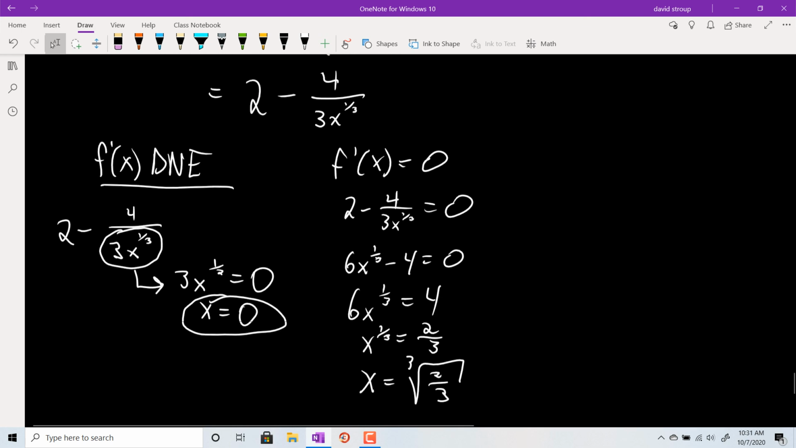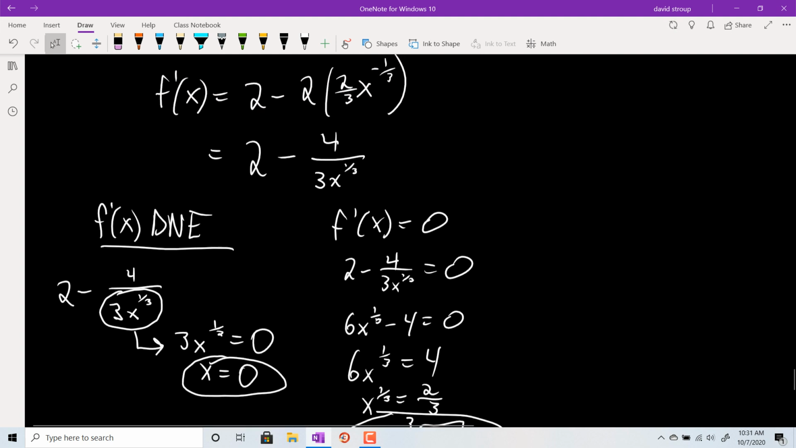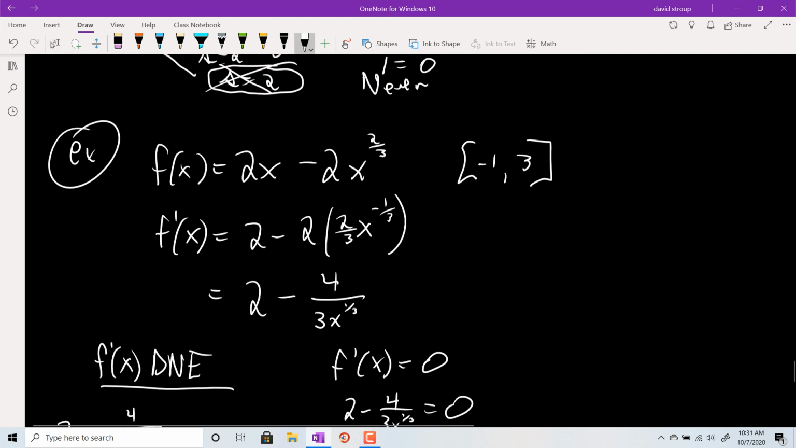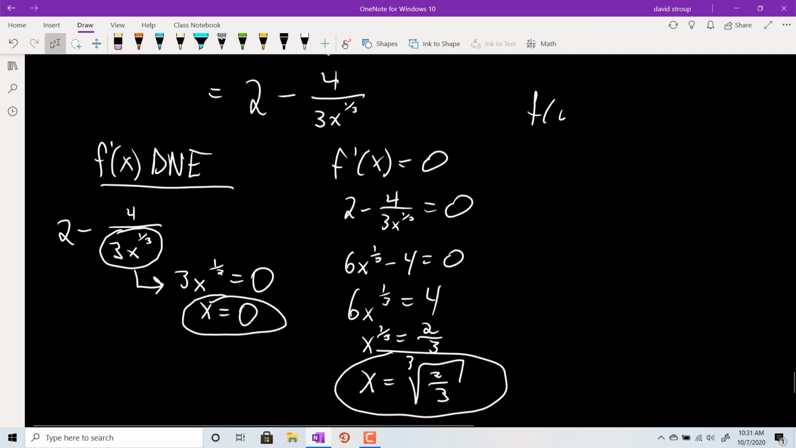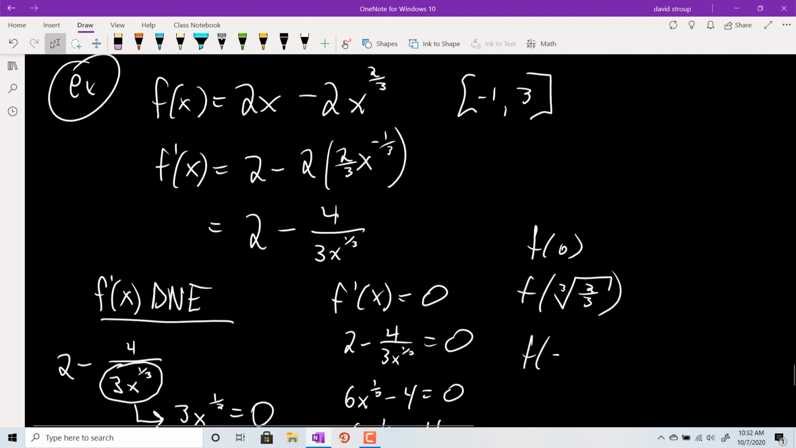So we have apparently two critical numbers here. And so I'll have to evaluate the function at the endpoints and those critical numbers. So I'll have to look at f of 0, f of the cube root of 2/3, f of negative 1, and then f of 3. At 0, it's 0. At negative 1, we'll have negative 2 minus 2, which is negative 4.